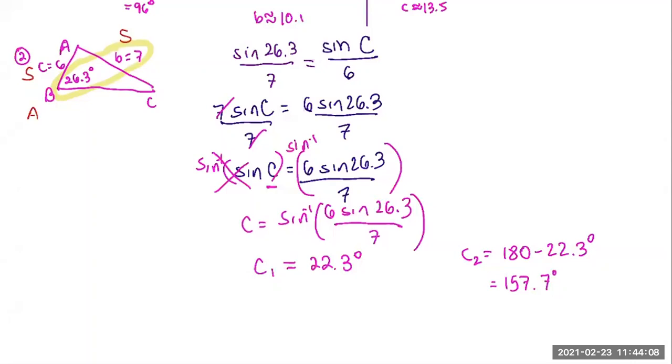Yeah, so Matthew asked a good question. I would not do this as a bunch of baby steps, like 6 sine of 26.3 divided by 7, then take the inverse. Because as you round along the way, you make a poorer answer, estimated along the way.